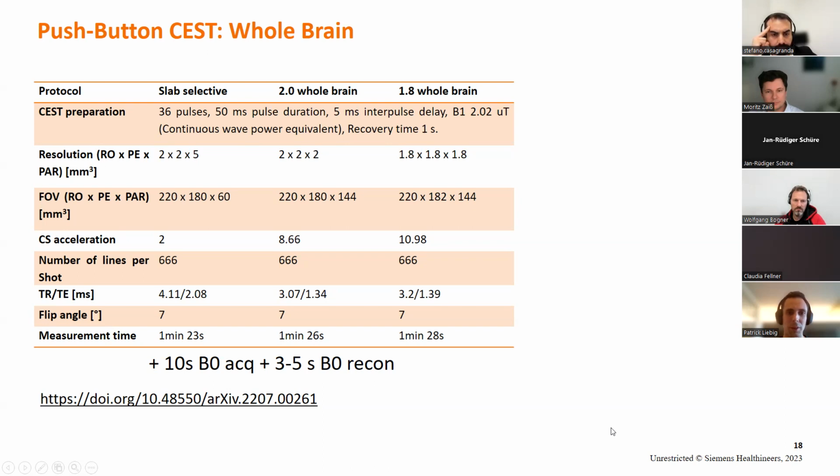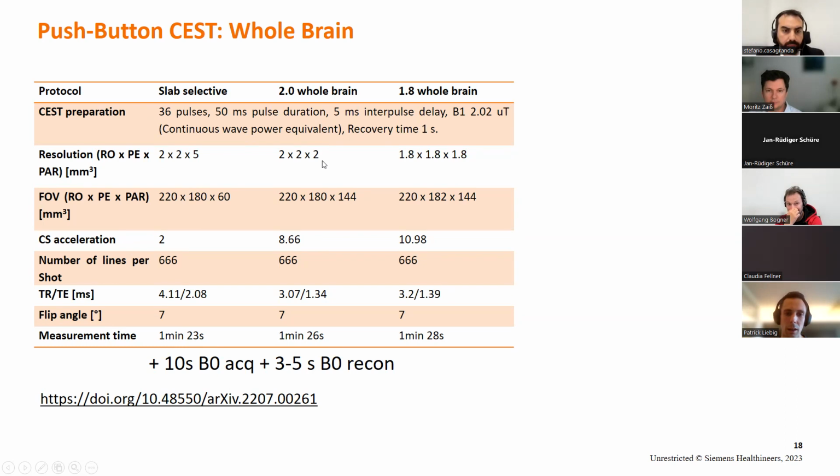So we tried, together with Moritz, to go from a slab selective protocol to a whole brain protocol. The one in the middle, 2.0 whole brain, is one that we also distribute with the work in progress package. You see the measurement time is roughly the same, but you have full brain coverage and also a little bit higher resolution in the slice direction.